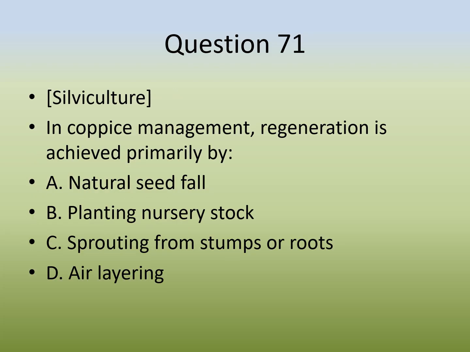In coppice management, regeneration is achieved primarily by A. Natural seed fall, B. Planting nursery stock, C. Sprouting from stumps or roots, or D. Air layering? The answer is C. Sprouting from stumps or roots.